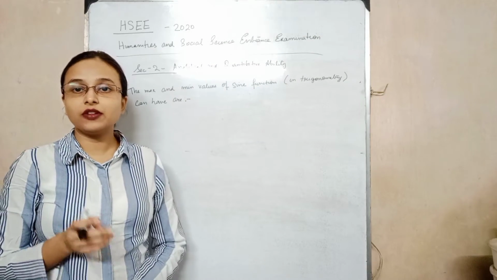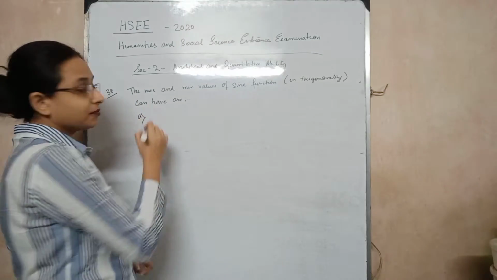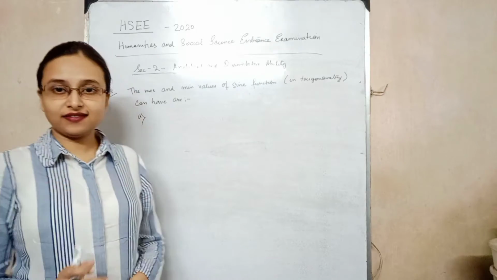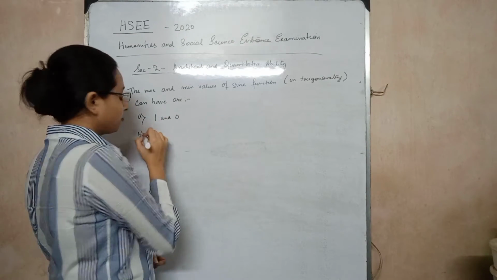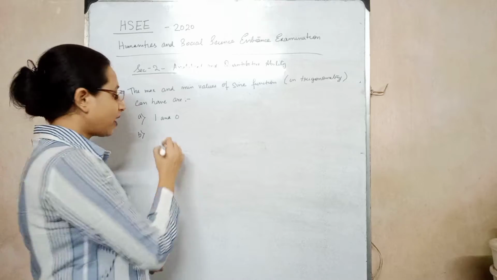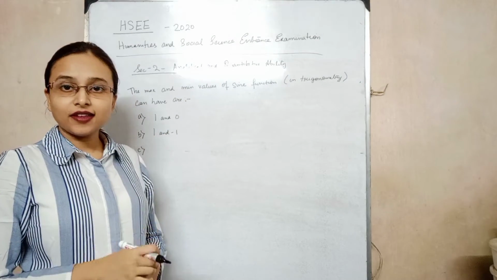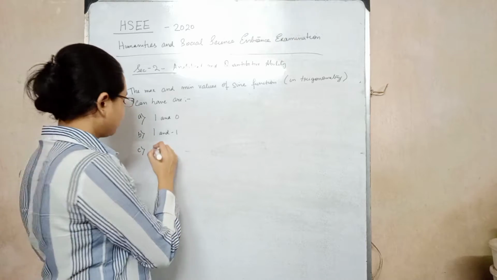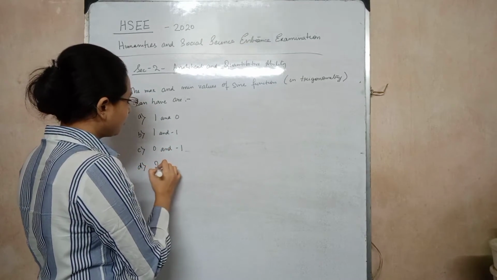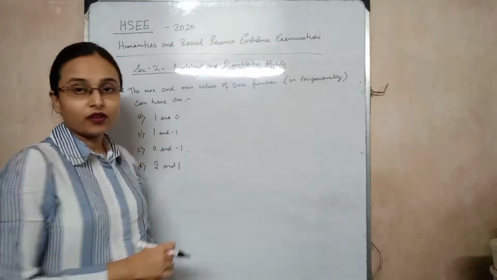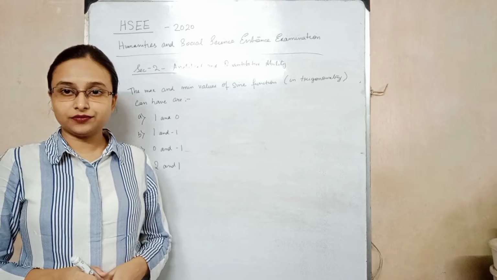Now, as you know, there will be 4 options provided to you. The first option was 1 and 0. B was 1 and minus 1. C is 0 and minus 1. And D is 2 and 1. So now we will solve this and we will find out the correct answer.